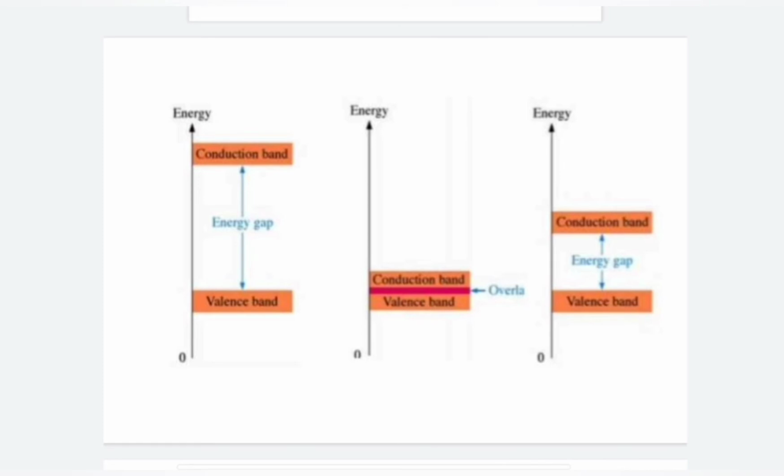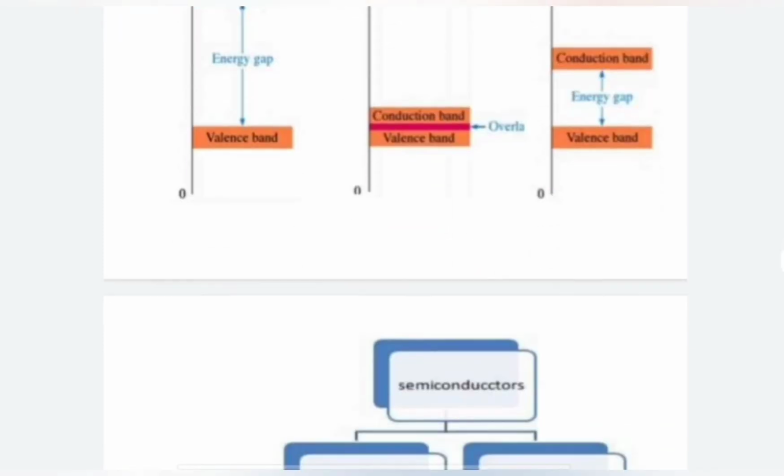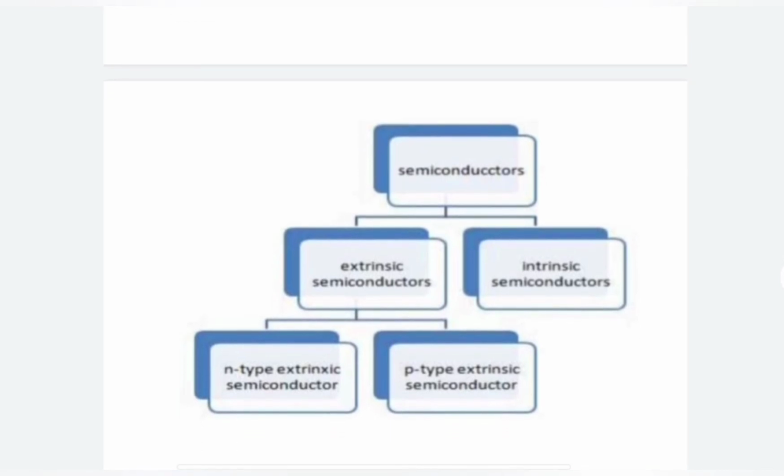Now we will see the classification of semiconductors. Semiconductors are classified into intrinsic semiconductors and extrinsic semiconductors, where extrinsic semiconductors are again classified into P-type and N-type extrinsic semiconductors. First of all, we will see what is meant by intrinsic semiconductors. Intrinsic semiconductors are the pure form of semiconductors, where conduction is done by the movement of electrons from the valence band to the conduction band at room temperature under the influence of an electric field.